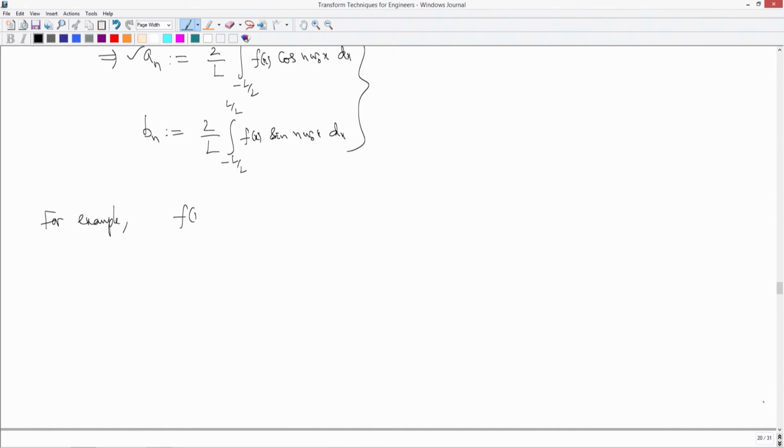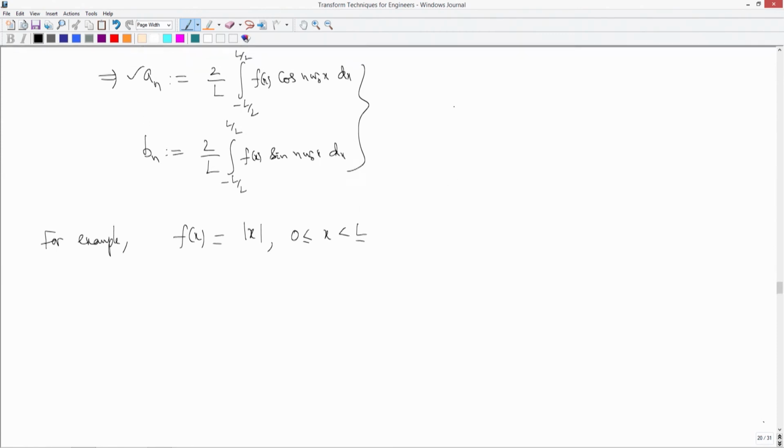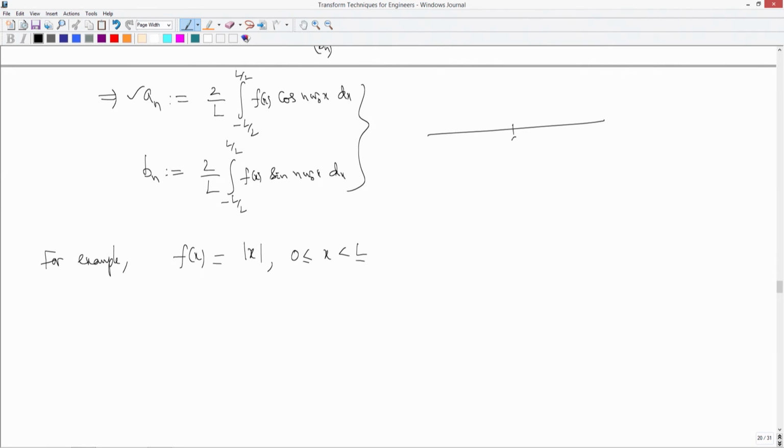Consider the function f(x) which is mod x. Let us take only a real valued function. Still you can represent it in terms of exponential functions. The real Fourier series in terms of a n and b n you have seen; now we can write it in terms of the complex Fourier series. Let us take x between 0 to L. So how does this look? Let us do it from minus L by 2 to L by 2.